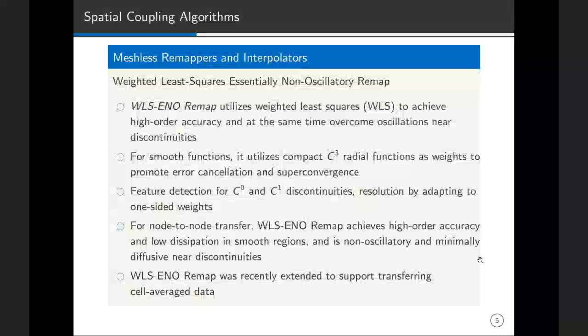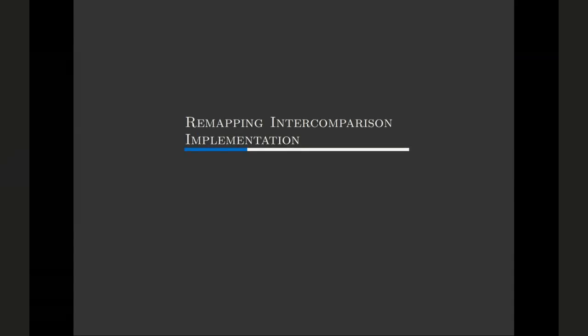The next series is the WSENO scheme. I won't go into too much detail here since Jim just gave a talk, but what I want to mention is that it uses C3 radial functions, and there is feature detection for C0 and C1 discontinuities. Jim also extended this recently for cell average data, which is not published yet, but we are using that in this intercomparison study as well.